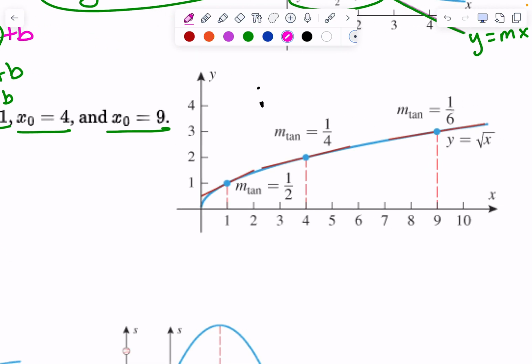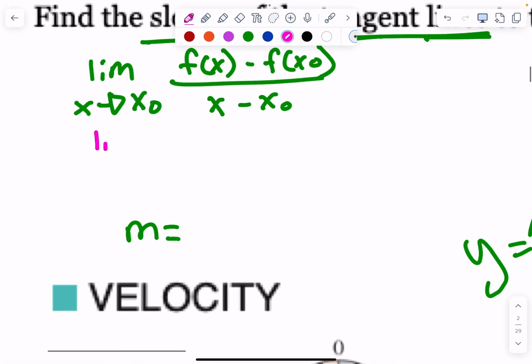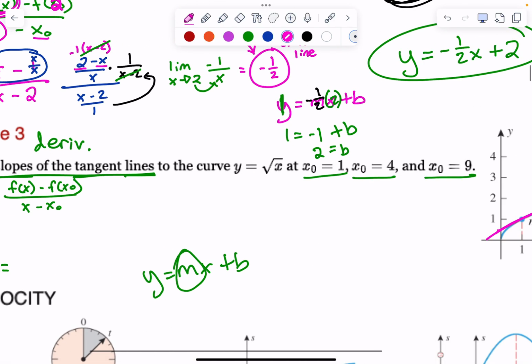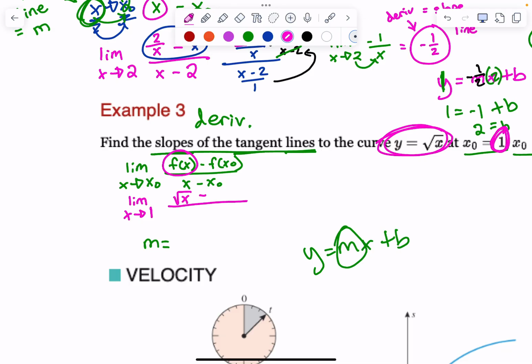So I'm trying to find the slope of this tangent line, right? But I can't find a slope unless I have 2 points. That's why we do it as a limit. Got it? All right, so here we go. If I fill stuff in, the limit as x goes to, my first x naught point is 1. So I'm going to plug 1 in there, right? F of x is the square root of x, that's my equation. F of x is the square root of x minus f of x naught. What's f of x naught going to be? 1, right? The square root of 1, which is 1. Over x minus 1. Got it?